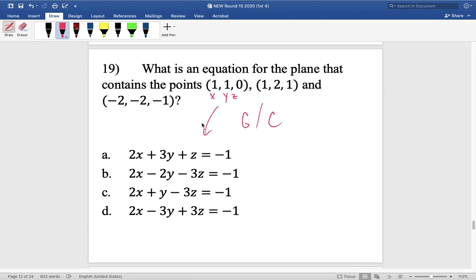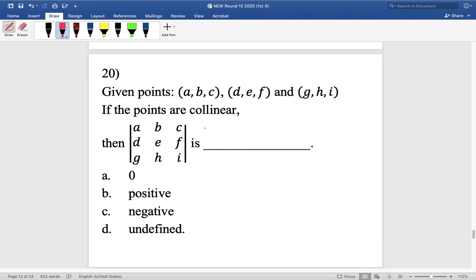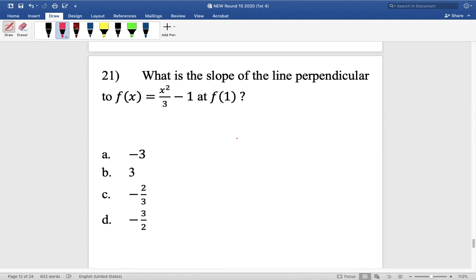These 3 points will work in one of those equations. Number 20, given the points, if they're collinear, then the determinant is 0. Here it is 0, which means they are collinear on that one. Number 21, what's the slope of the line perpendicular? Well, if you take the derivative, you will get a tangent line. So we don't want tangent lines, we want the perpendicular to that. So obviously what we have to do is take this slope that is determined by this and do the opposite reciprocal. You will have your perpendicular line.